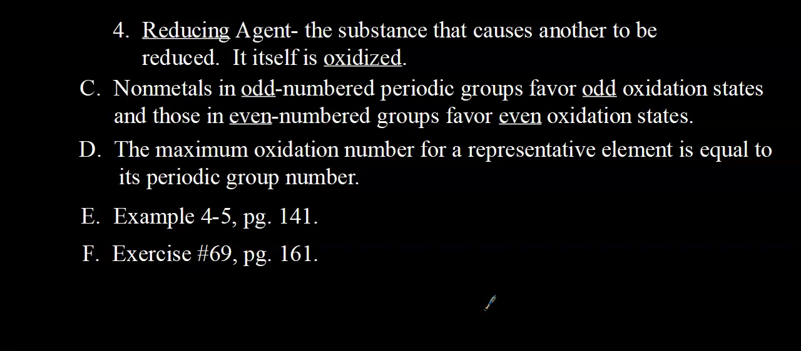Little notes here. Nonmetals in odd-numbered periodic groups favor odd oxidation states, and those in even-numbered groups favor even oxidation states. Also important, the maximum oxidation number for a representative element or main group element is equal to its periodic group number. And I'm talking about the numbering system 1A, 2A, group 13 is 3A, group 14 is 4A. So it's those numbers. Take a look on page 141.